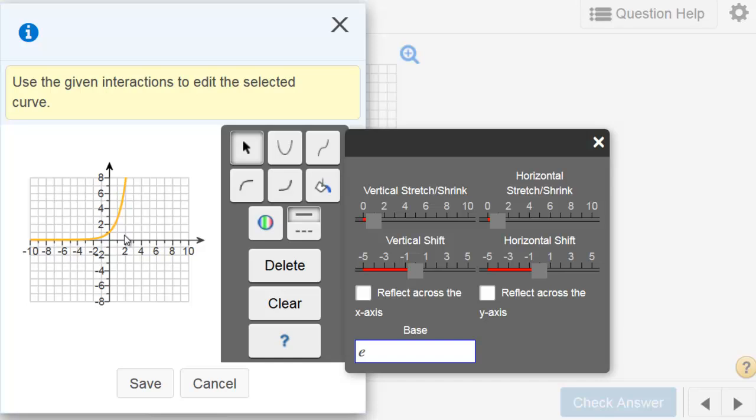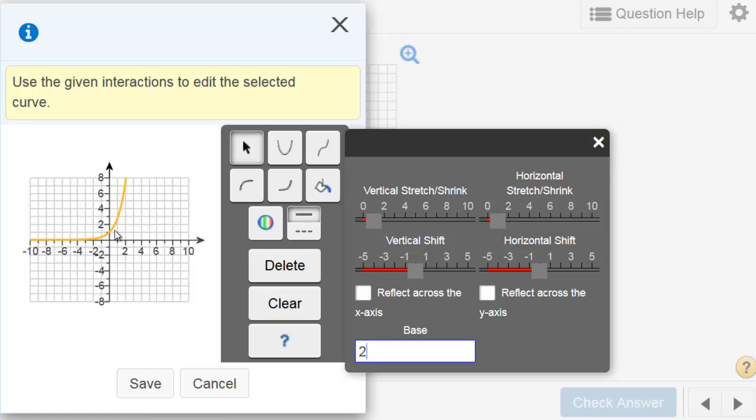Now, the default for this is an exponential function with base e. We don't want that in this case. We want an exponential function with base 2. So the first thing you want to do is change the base. It's down here in this field. Delete the e, put a 2 in there instead. Now it's a matter of making sure the transformation is clearly indicated. So this is a horizontal shift 5 units to the right.